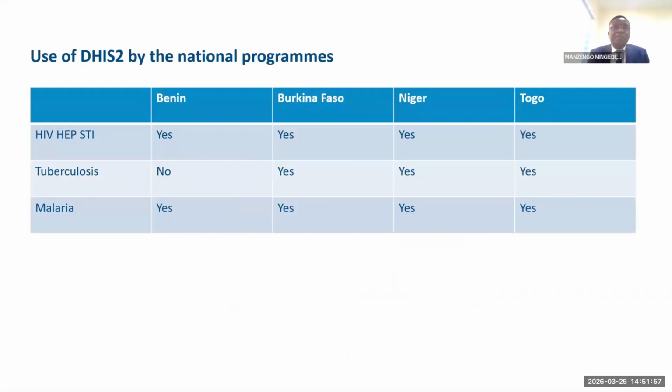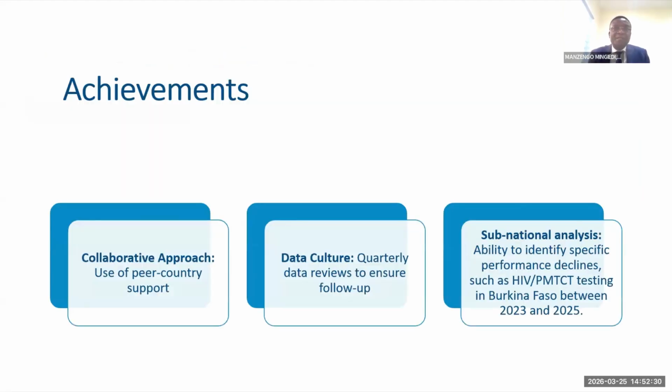Concerning the use of DHIS2 in the national programs, we can say that for HIV, hepatitis, and STI, they are all now using DHIS2. We made many efforts to focus on this. For TB, we are working with Benin to also integrate DHIS2, and for malaria, of course, all the data are in DHIS2. Slide, please. And what are the main achievements?